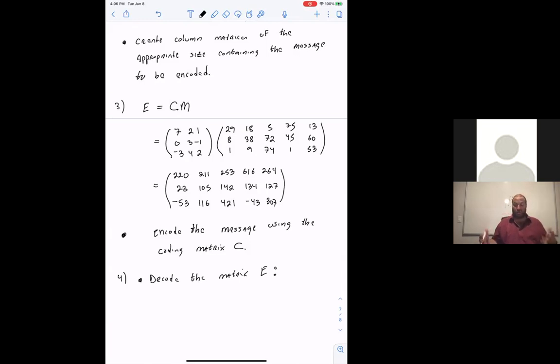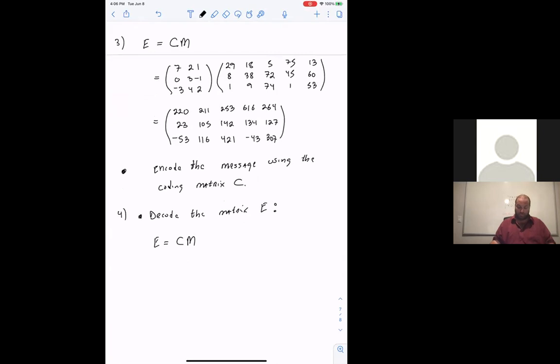How do I decode the matrix E? Somehow I have to get rid of C. Remember what E was? E was Cm. So I have this equation E equals Cm, and I want to solve for M. What was my original message? Well, how do I get M by itself? I've got to get rid of C. How do I get rid of C? I can't divide by C, but what can I do? I can multiply by C inverse on the left. If I multiply on the left and use the associative property of matrices, I see that the original matrix is nothing more than C inverse times E.